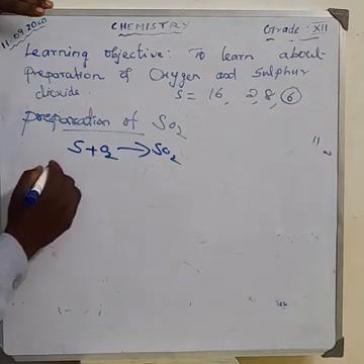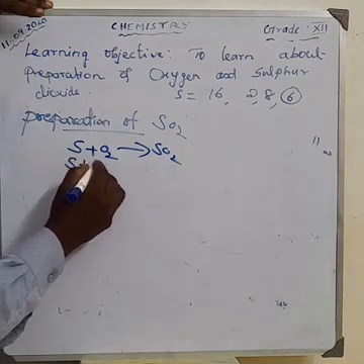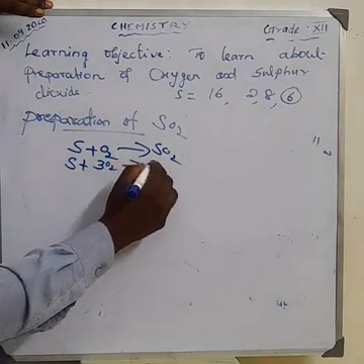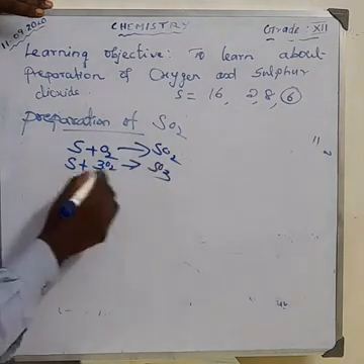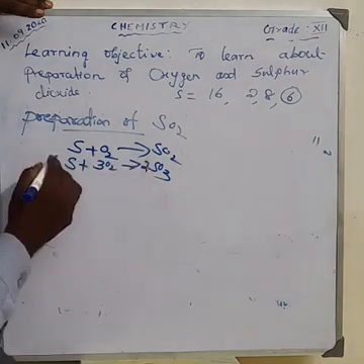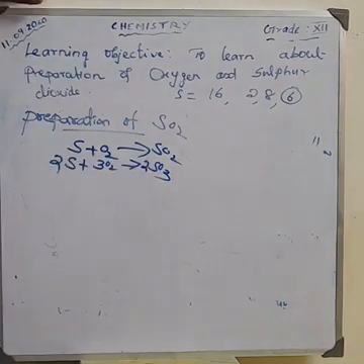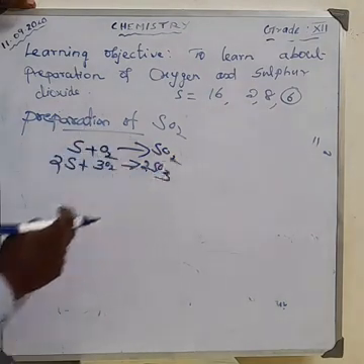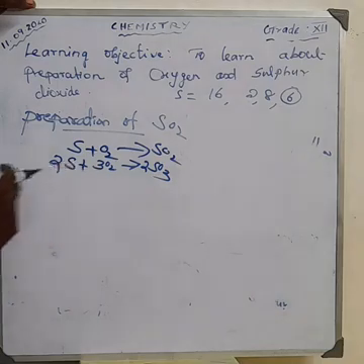And also sulfur reacts with 3 molecules of oxygen to form SO3, sulfur trioxide. Make it balanced: 2 sulfur. Okay, sulfur burns with oxygen to form sulfur dioxide, and sulfur reacts with 3 moles of oxygen to form sulfur trioxide. This is the preparation from sulfur.